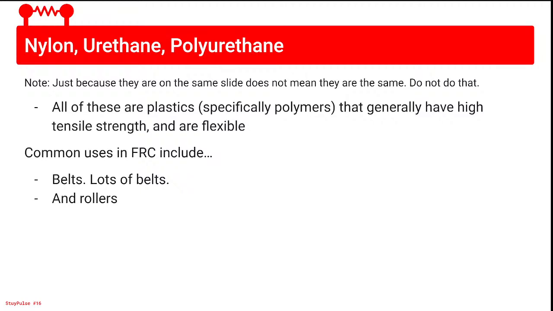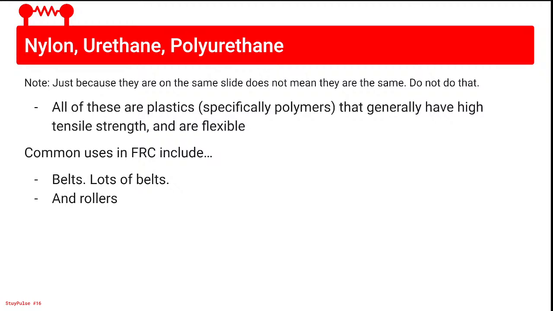Next, nylon, urethane, polyurethane. Please note, these are not all the same thing. They're different, but I just wanted to cover them quickly because they have similar uses. But do not make the mistake that they are similar in composition or anything like that. So all of these are plastics, specifically polymers, that generally have high tensile strength and are flexible. That's important because of their common usage.